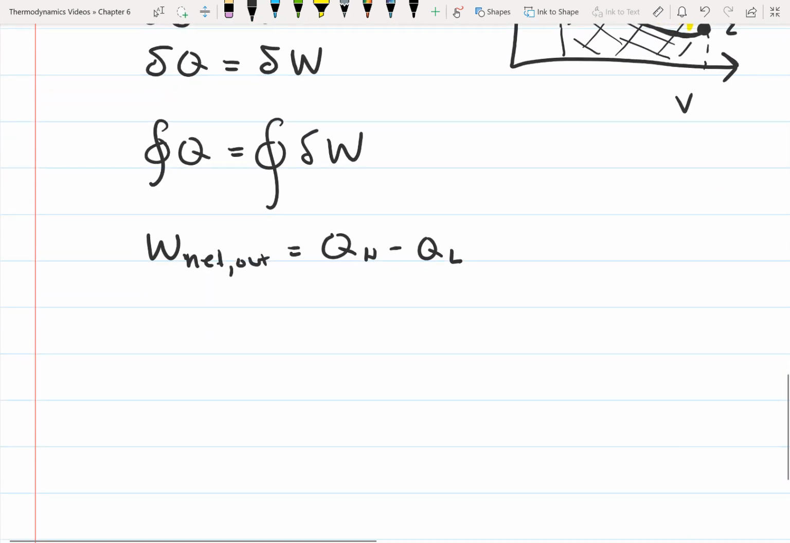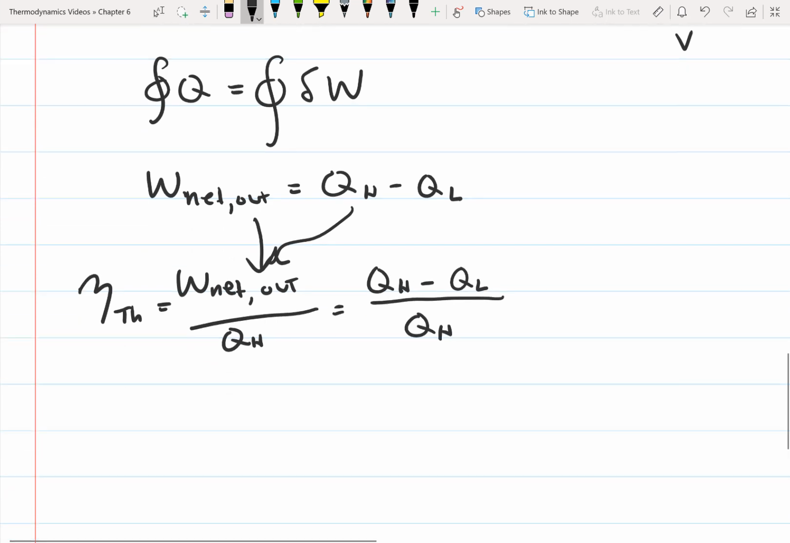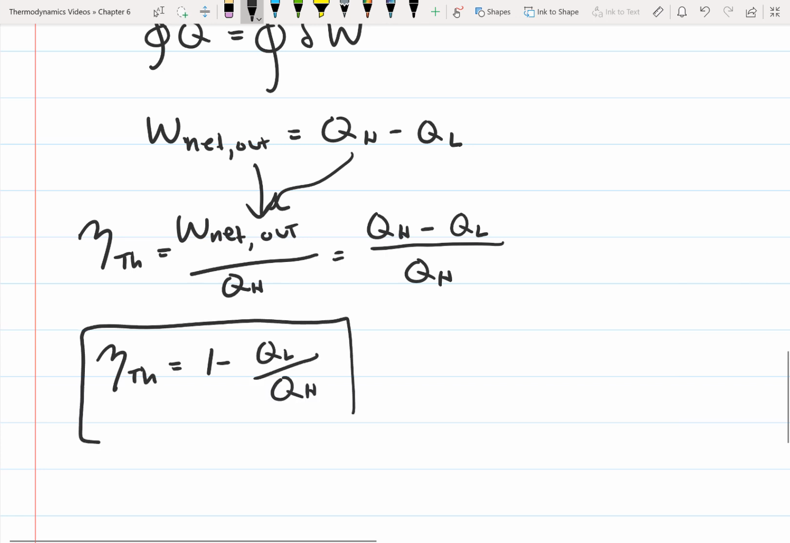So if we plug the net work in, the thermal efficiency is equal to the net work out over QH, which is QH minus QL over QH. Then if we divide QH out, the thermal efficiency is equal to 1 minus QL over QH. So this is the thermal efficiency for a heat engine.